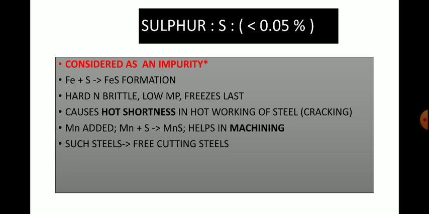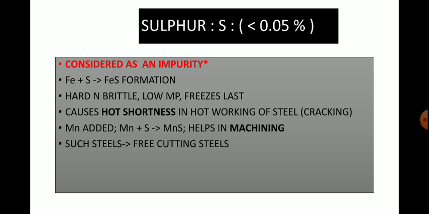Continuing with the alloying elements, first we have sulfur. It is added at less than 0.05%, and sometimes it is considered an impurity. When it is added, it increases the hardness and brittleness, and it causes hot shortness. What do we mean by hot shortness? When steel contains sulfur, at hot working conditions it produces cracks in the steel. That is, the cracking tendency of steel generated due to the addition of sulfur is usually called hot shortness.